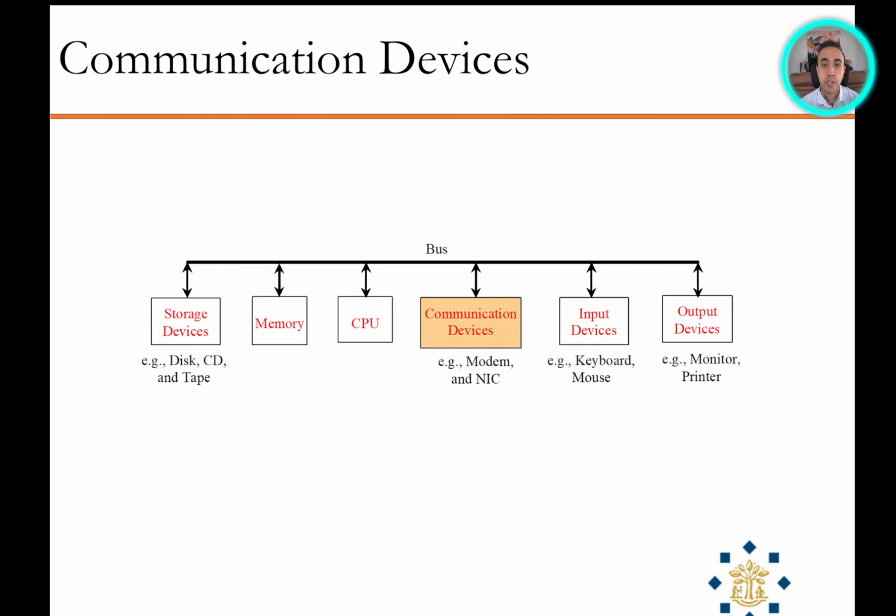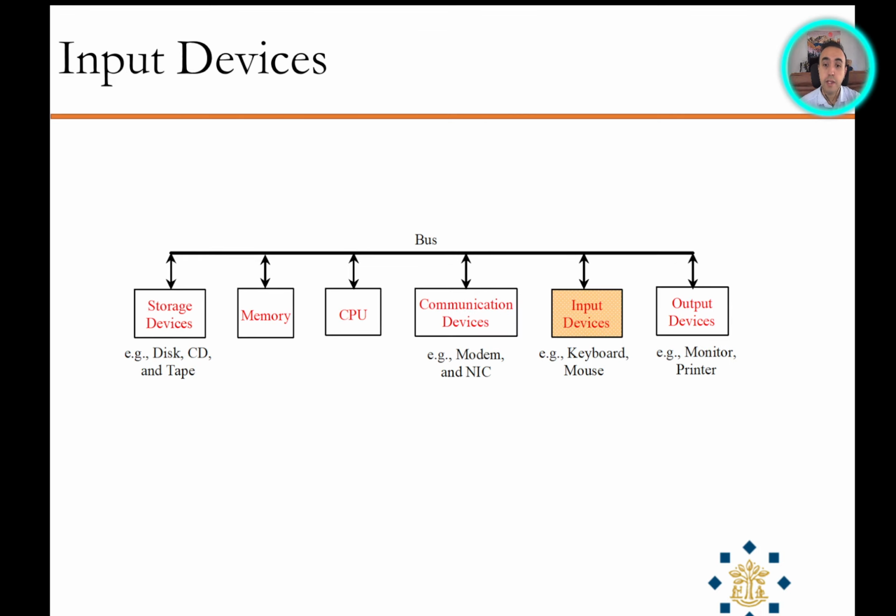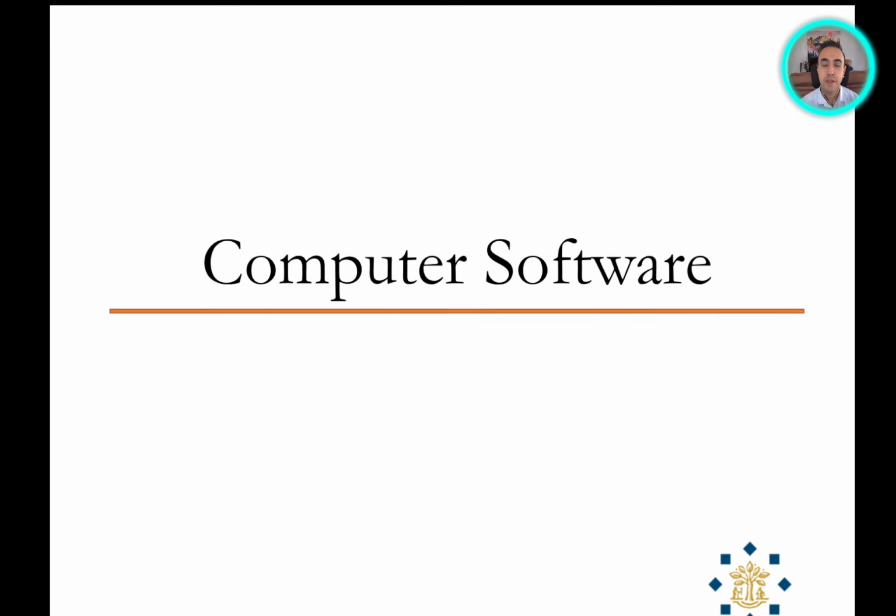And then you have communication devices where you are connected to the internet, for instance, through a modem. And you have the input devices where you input your needs. For instance, if you double click on a YouTube link, you watch it, and then if you write to your friends or your family, you can also use your keyboard. So that's the input devices. All right, so that's all about computer hardware.